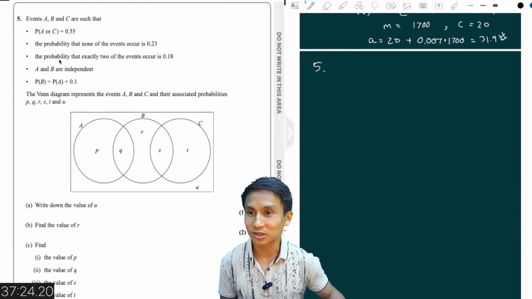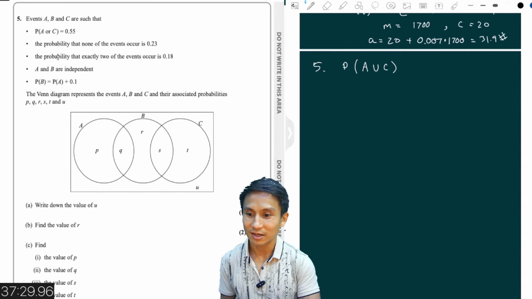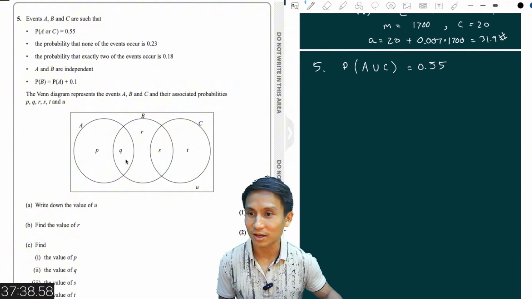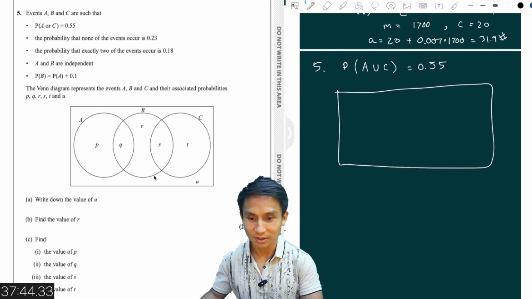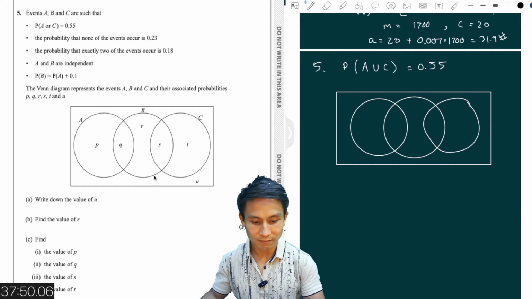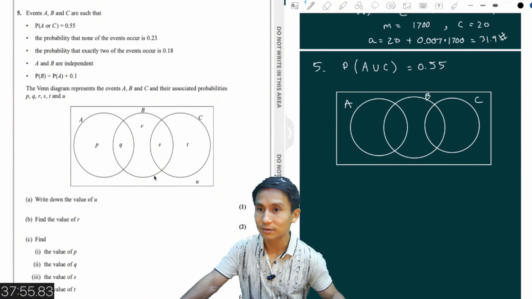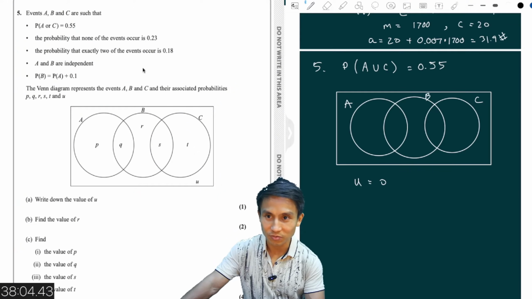Events A, B, and C are such that P(A union C) equals 0.55. The probability that none of the events occur is 0.23. I think we've got to fill in the Venn diagram here, so let me just draw it quickly. Okay, so we have A, B, and C. The probability that none of the events occur is 0.23, so that means U is 0.23, right?